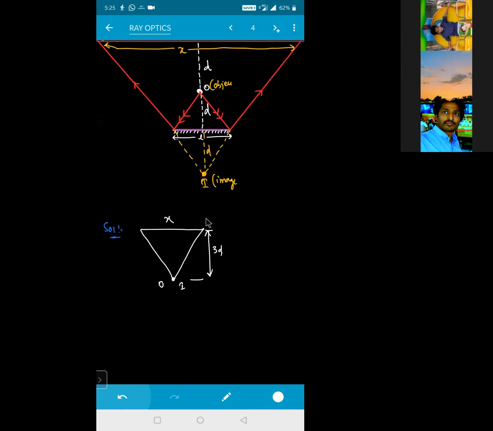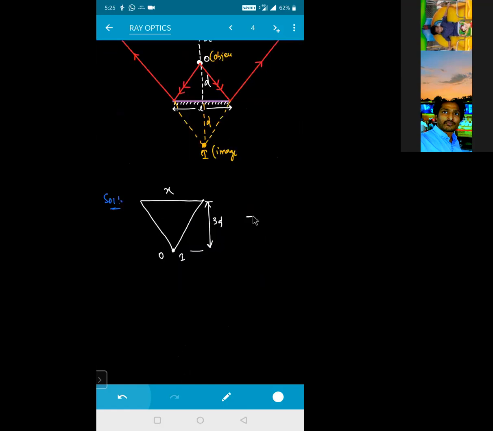There is one more triangle, with the mirror. This is the length of the mirror. And this is your image. The image is common for both of them. And this distance from here to here will be equal to your D. From here to here, this distance is equal to D. Got it? Yes, sir.